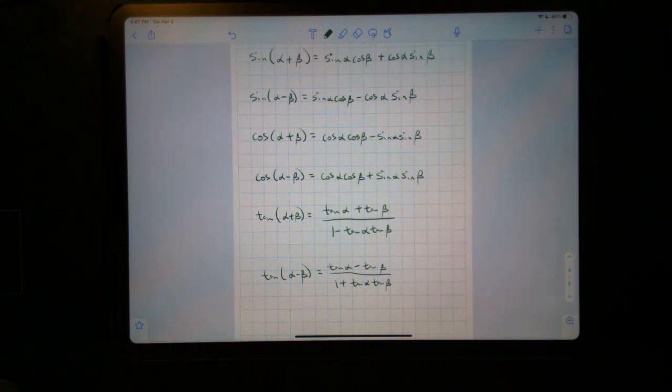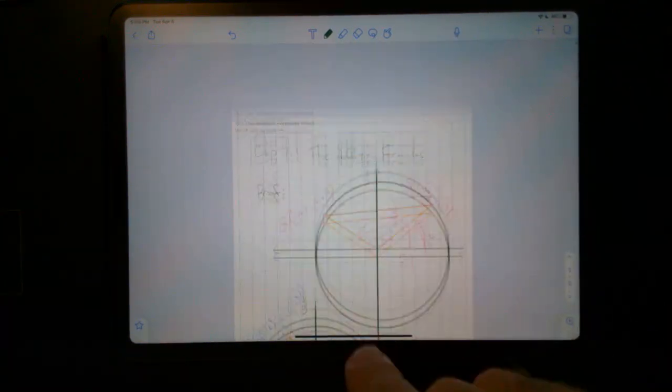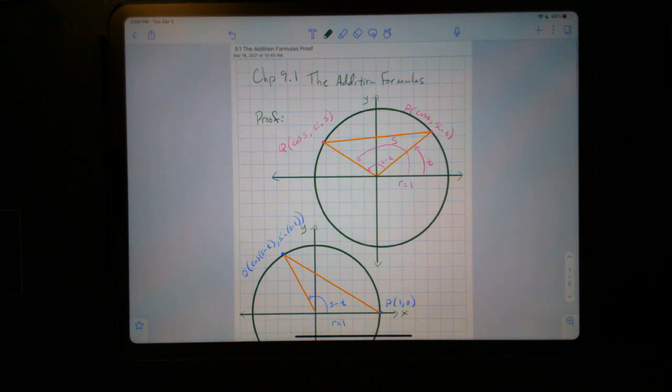Extremely laborious process before computers. But now with computers and calculators, it's a lot quicker to do it. But I'll show you how to do these by hand. Okay. So that's just a brief video on the proof of the sum and difference formulas or the addition formulas.